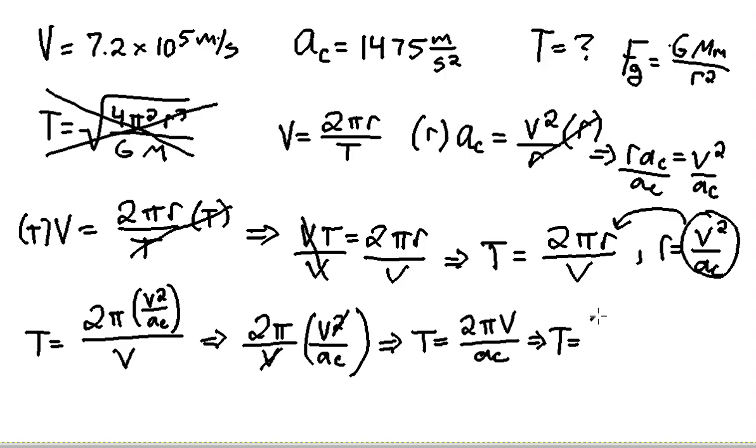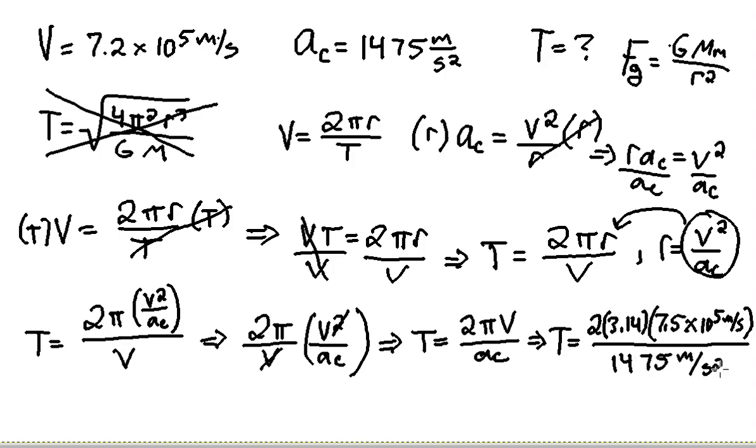So now we can start plugging numbers in. 2 times pi, or actually, let's plug in the number that we want to use for pi, 3.14, multiplied by our velocity, 7.5 times 10 to the 5th power meters per second, all divided by our acceleration of 14,075 meters per second squared.